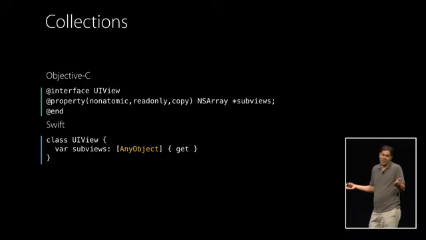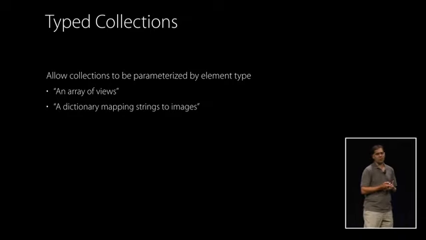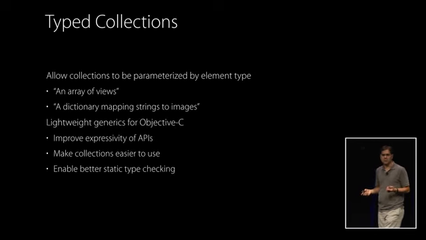I have to cast a lot. That's what it tells me. So we've had, of course, this common request for typed collections. Because people really want to say, I have an array of views. I have a dictionary that maps from string keys over to the images associated with those keys. This has probably been the most highly requested feature for the last decade of Objective-C. So now we're finally rolling it out with lightweight generics for Objective-C.